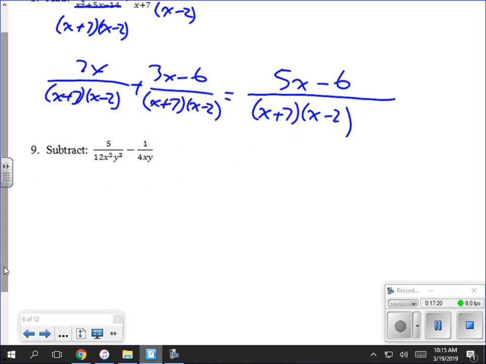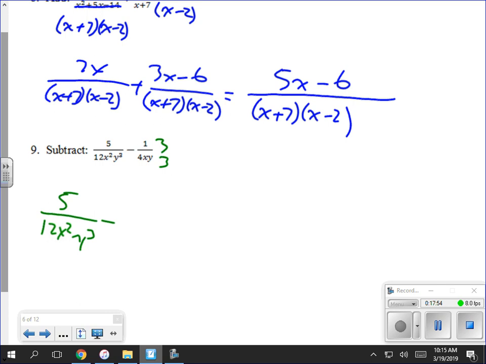This one is a little more difficult, but not actually all that hard. So I have 5 over 12x squared y cubed minus... What do I have in this first problem that I don't have in the second one? So first of all, numerically, 4 and 12. What do I have to multiply 4 by to get 12? 3, thank you. So I have to multiply that by 3 over 3.